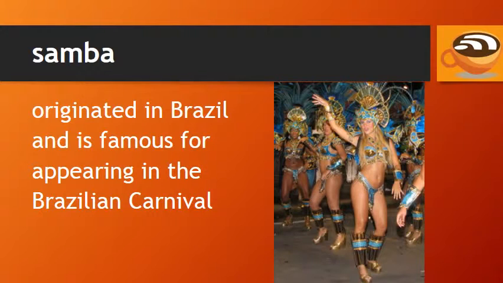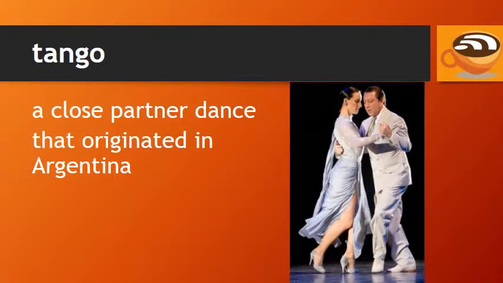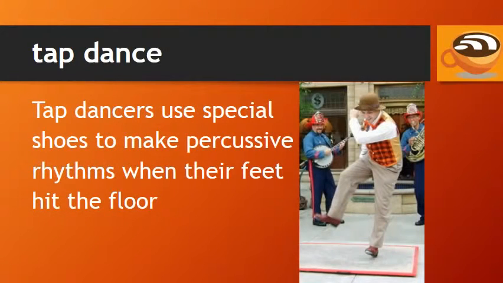Samba originated in Brazil and is famous for appearing in the Brazilian carnival. Tango is a close partner dance that originated in Argentina. Tap dance. Tap dancers use special shoes to make percussive rhythms when their feet hit the floor.